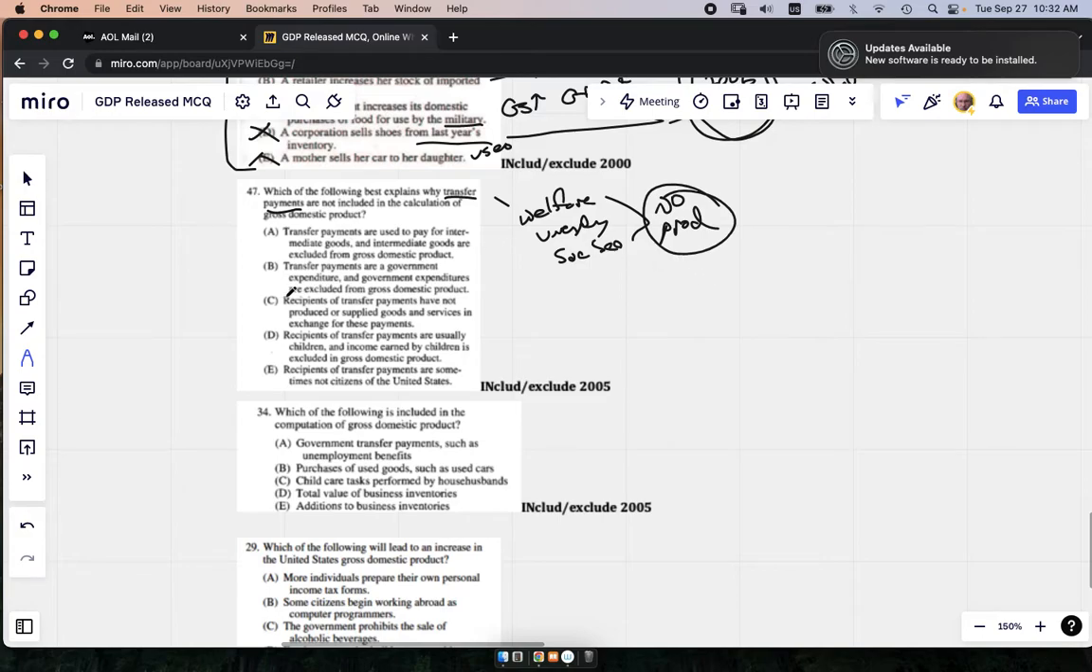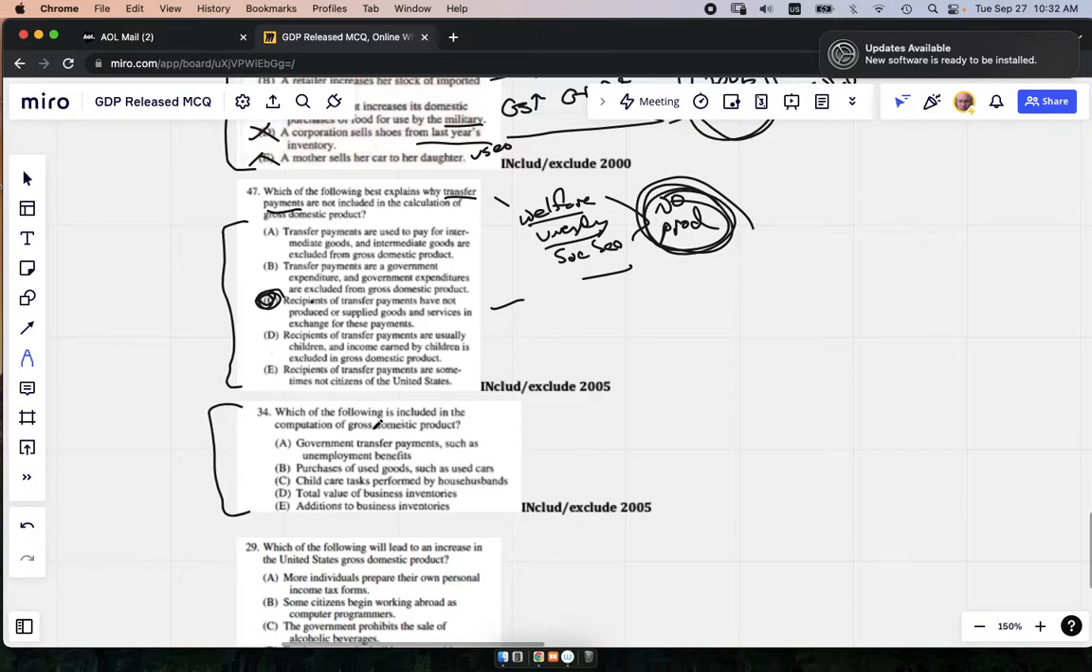And done. We're not walking through these. This is a time waster. You have to read all of this. Just know recipients of transfer payments have not produced or supplied goods and services in exchange for these payments. Nothing's produced, so transfer payments are not included.